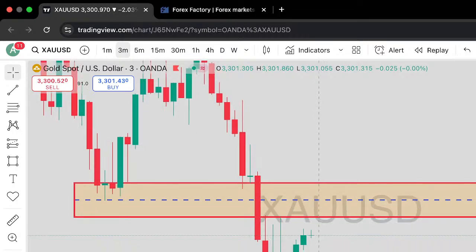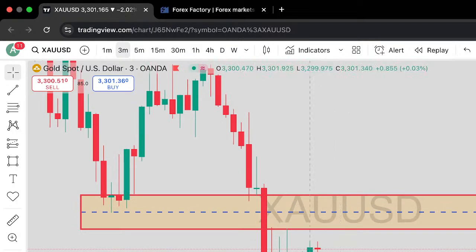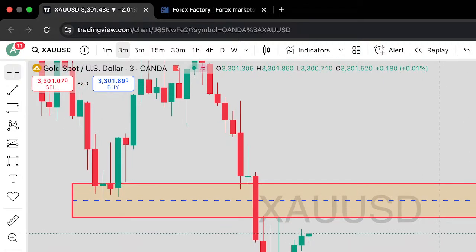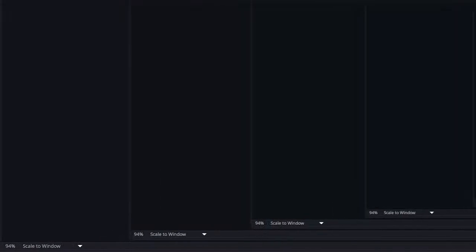Let's see where it goes. The number one thing I'm looking for right now is that it should reach above that midpoint and drop. That's the premise.